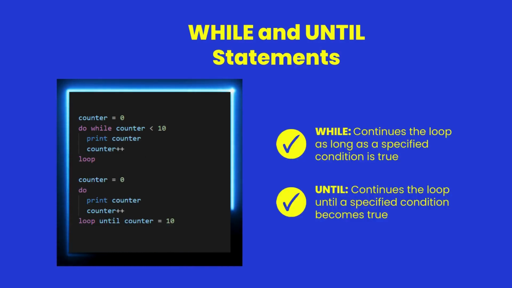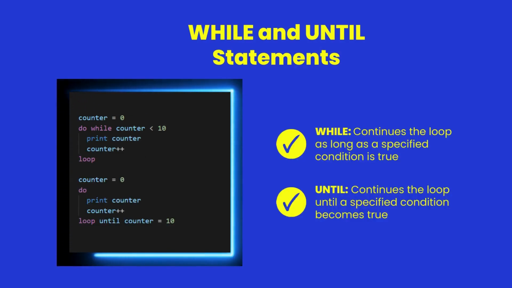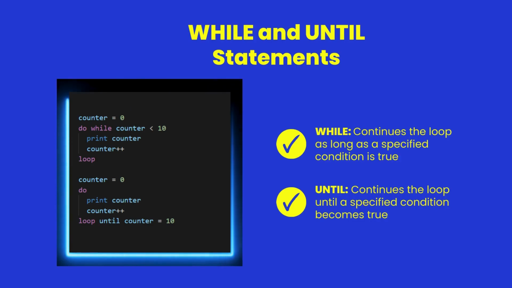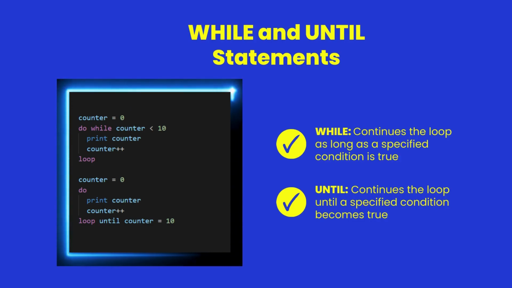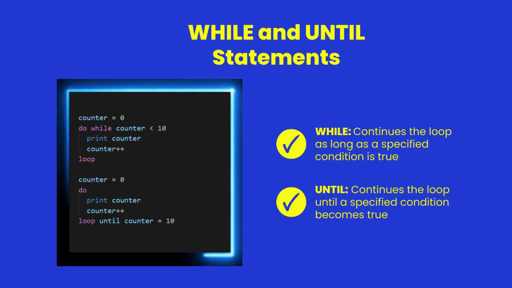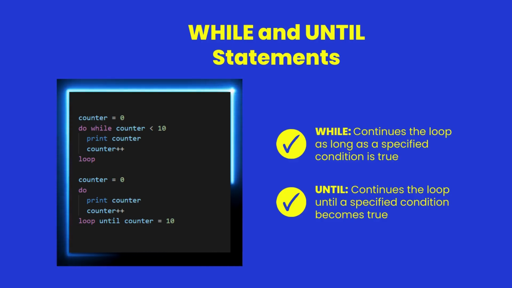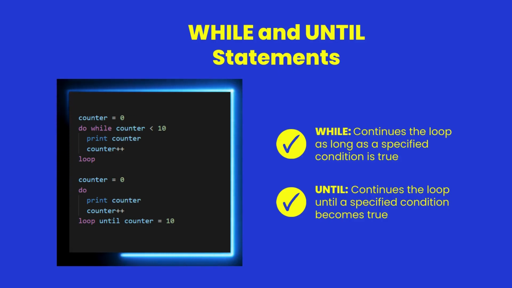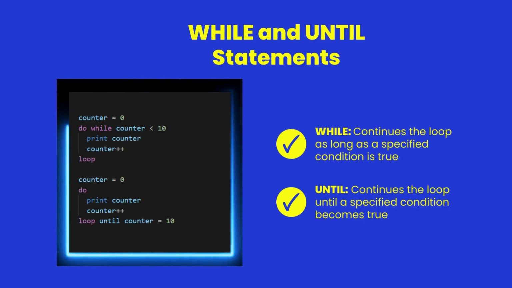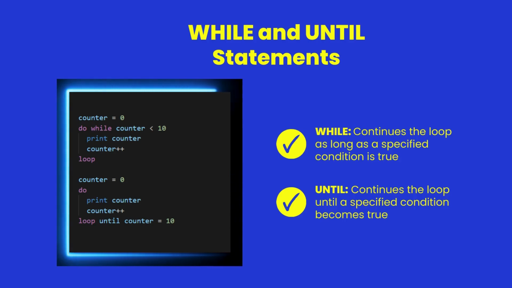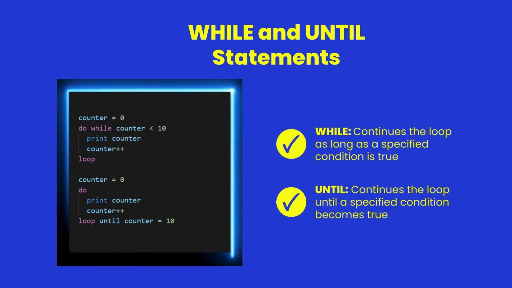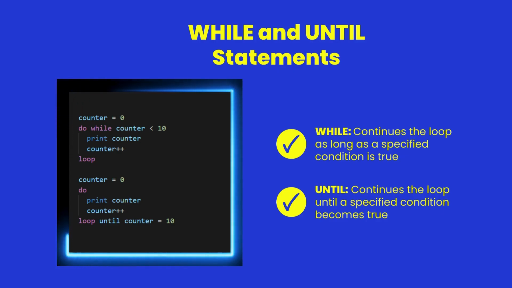While and until statements allow you to control the loop based on specific conditions. While continues the loop as long as the condition is true, and until continues until the condition becomes true. In this example, we demonstrate the use of do while and do until loops in Sheerpower. First, we create a do while loop that continues as long as a condition is true.